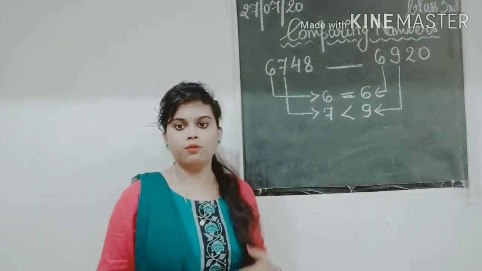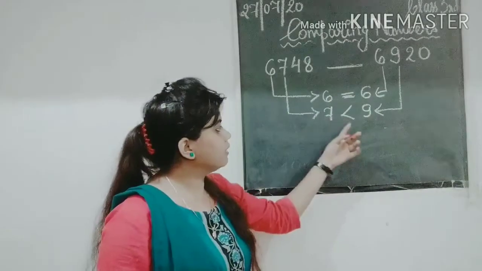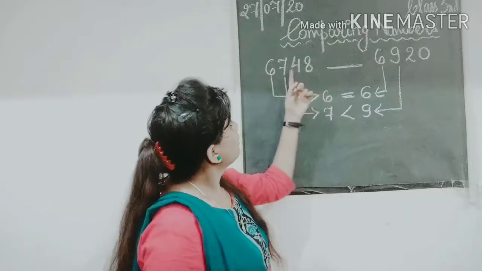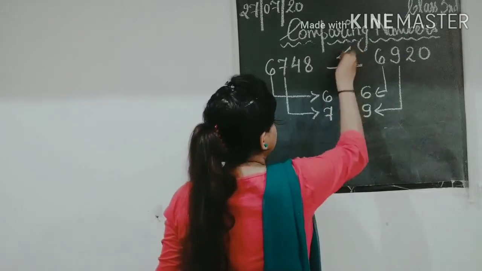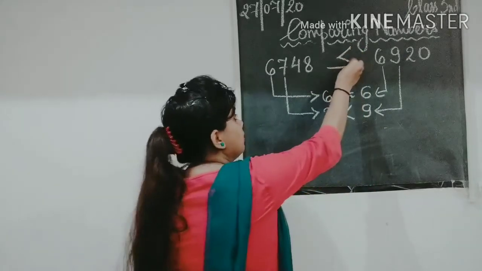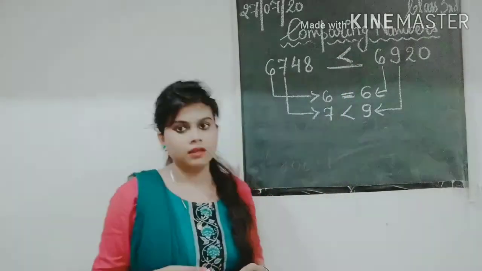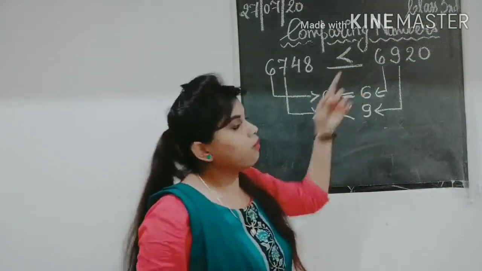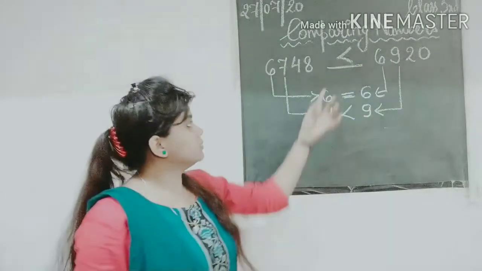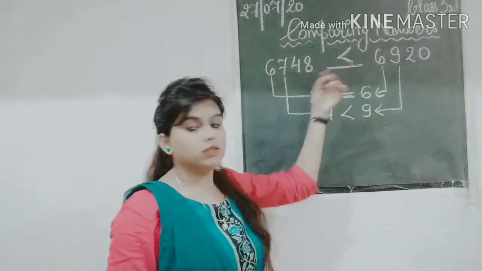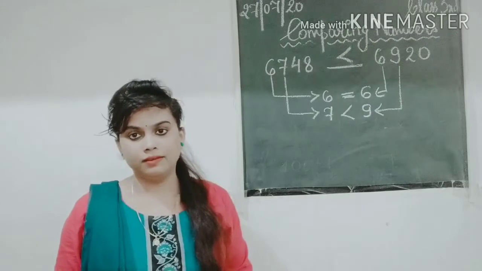We don't have to go further to the tens and ones places. Here we have found 7 is less than 9. That means this number is less than this number. So we will put the less than sign here. And this mouth is the same as an alligator's mouth, right? So this mouth will always open towards the greater number.